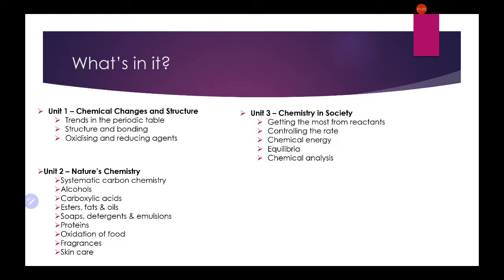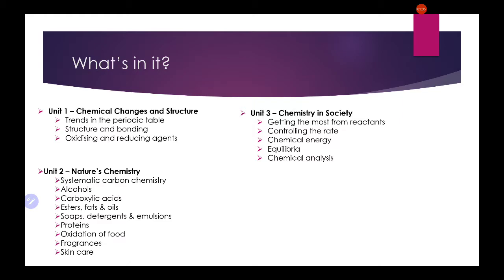Normally we would start with rates of reaction, which is in Unit 3, but because obviously we can't do experiments and stuff like that, we'll be starting with trends in the periodic table. So there's quite a lot to it. It's more in depth than National 5, so it might take you a wee while to get adjusted to that, but don't worry too much about it because we are going to be teaching it slightly slower over the next couple of weeks than we otherwise normally would have.